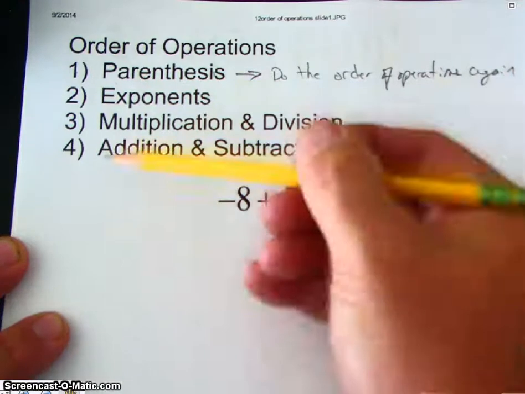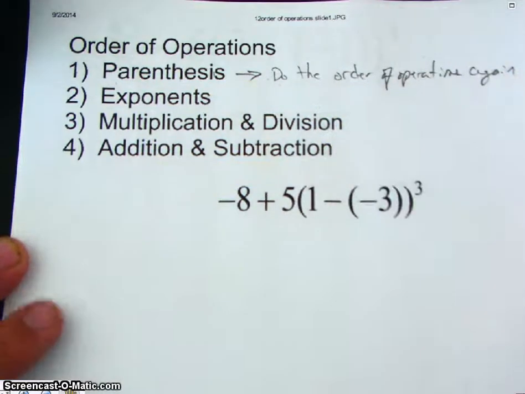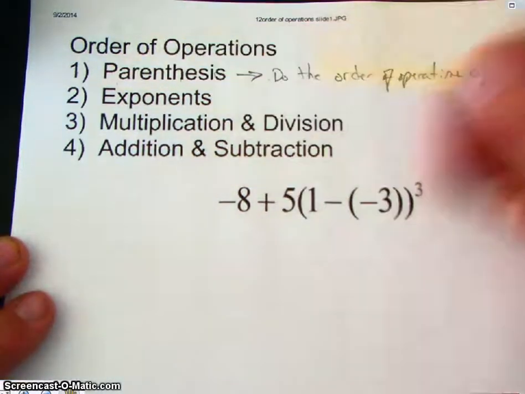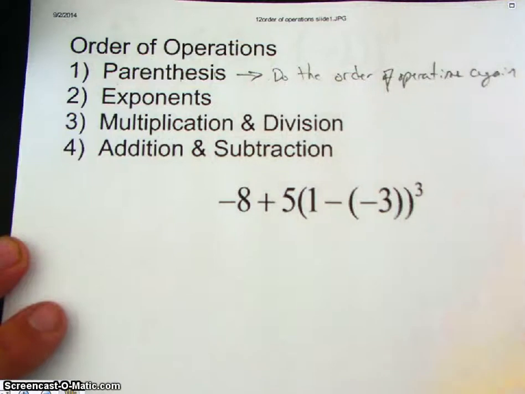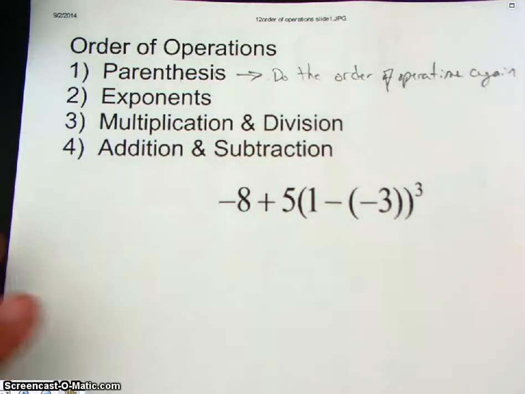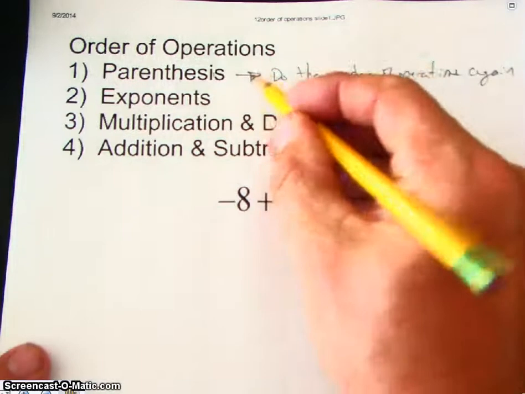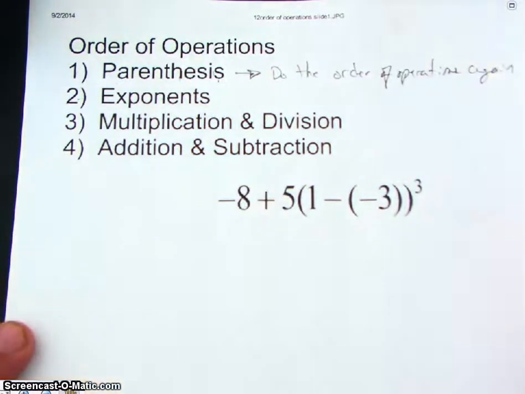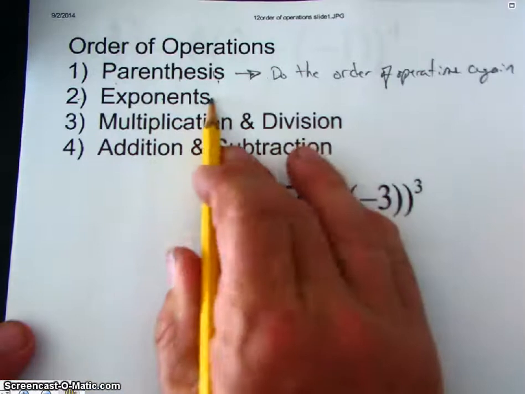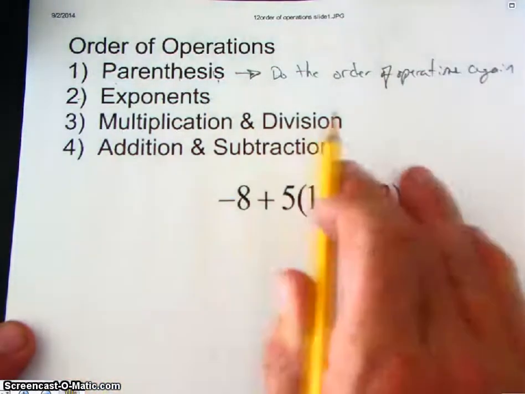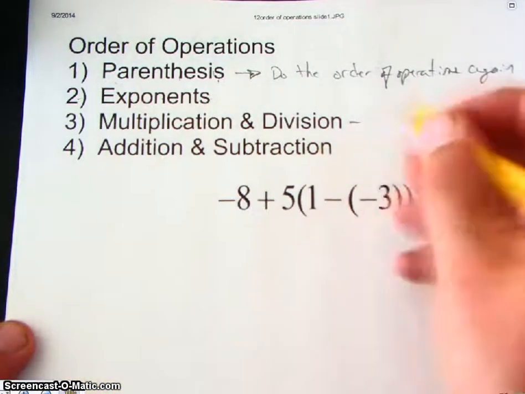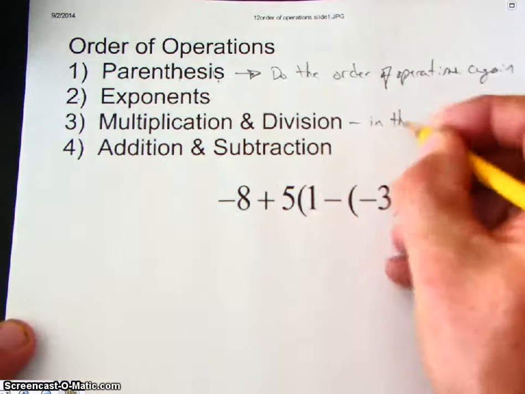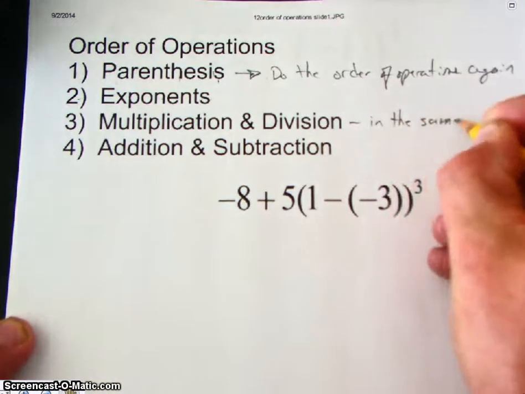Right? So these 4 steps you apply within the parentheses. So in the parentheses, I've got to do any other parentheses, and then I do exponents, multiplication, division, addition, and subtraction. After you do all the parentheses, then you do the exponents. After you do the exponents, then you do multiplication and division. You do this in the same step.